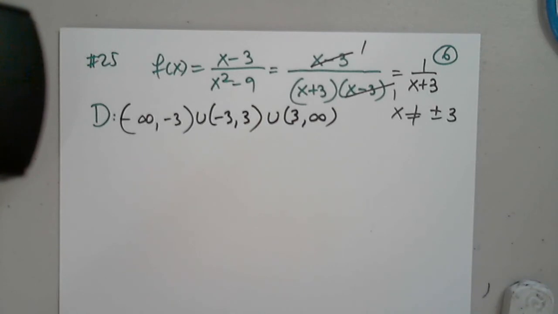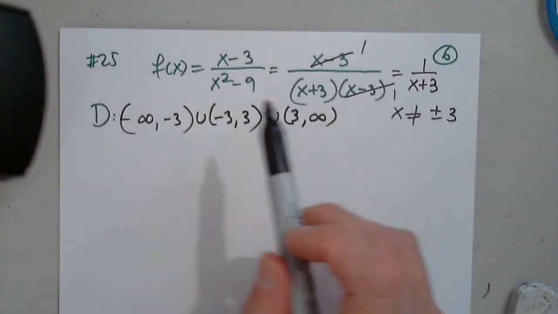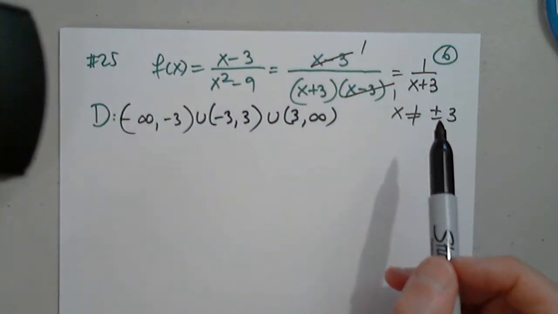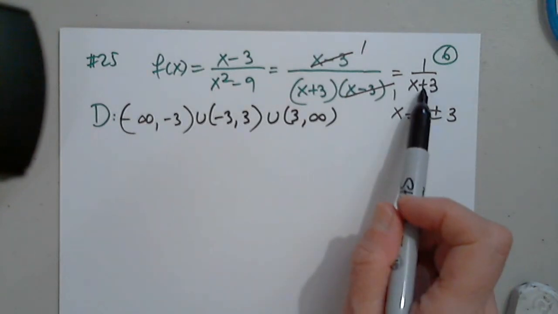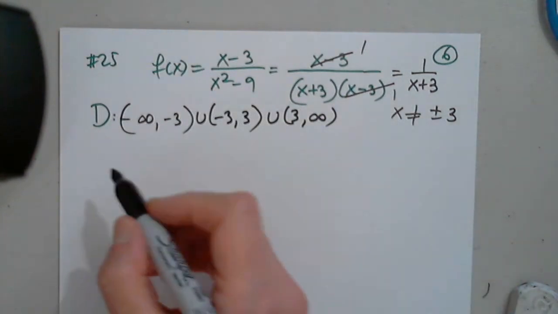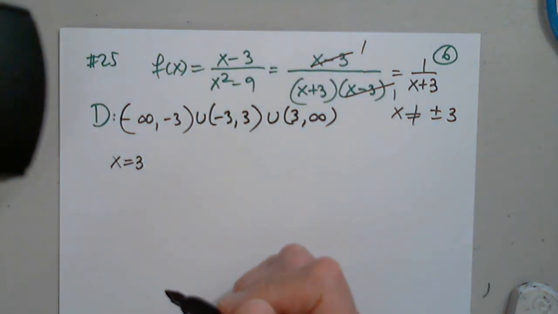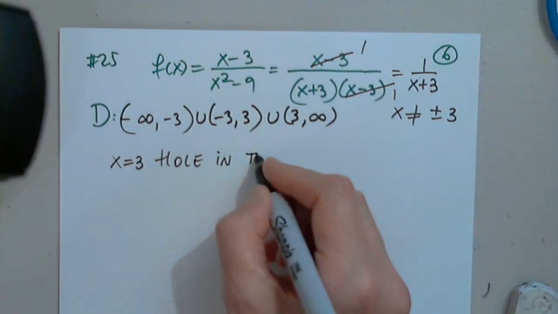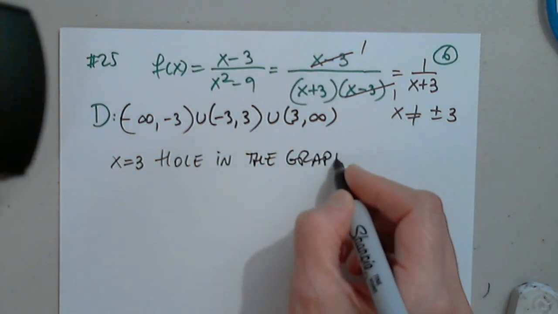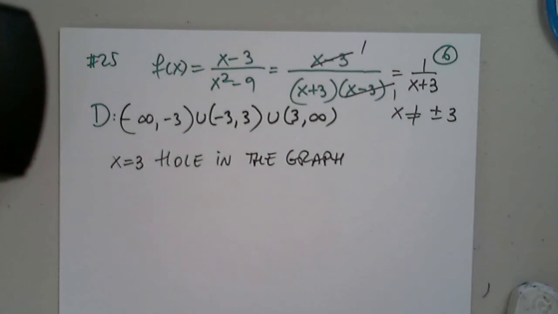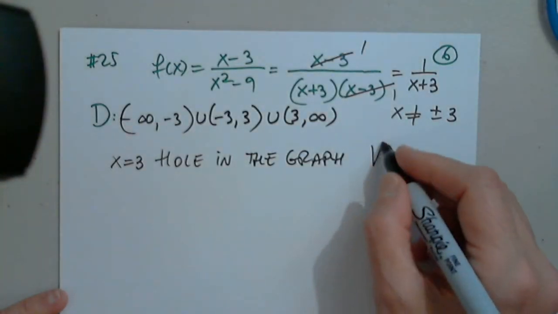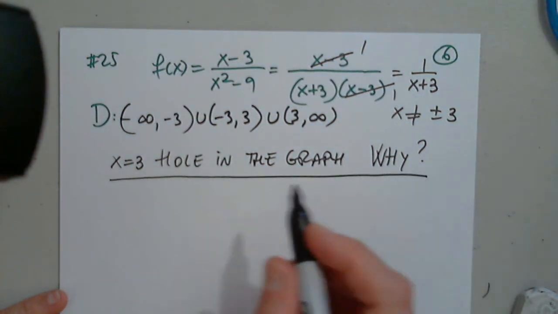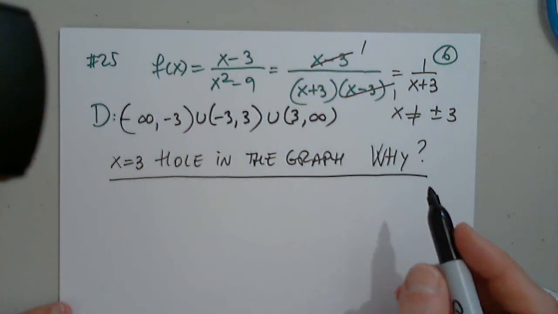So the simplified form of this function is 1 over x plus 3, right? But I would like to see not what happens at negative 3, but what happens at 3. So when x equals 3, there is what is called a hole in the graph. And I'm sure you're going to ask, and I would ask too, why? How do you know that x equals 3 is a hole in the graph?